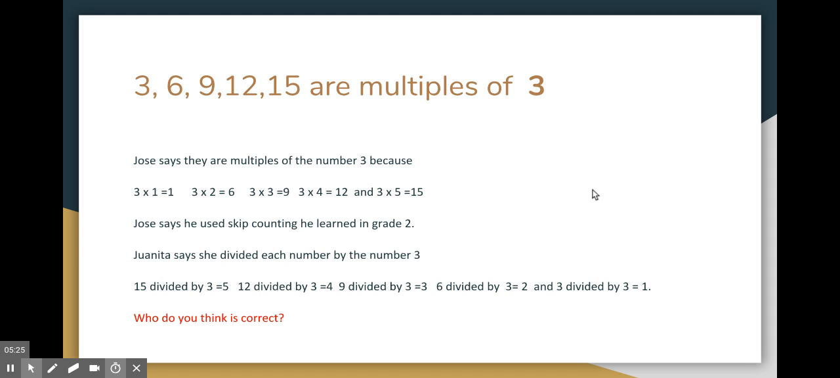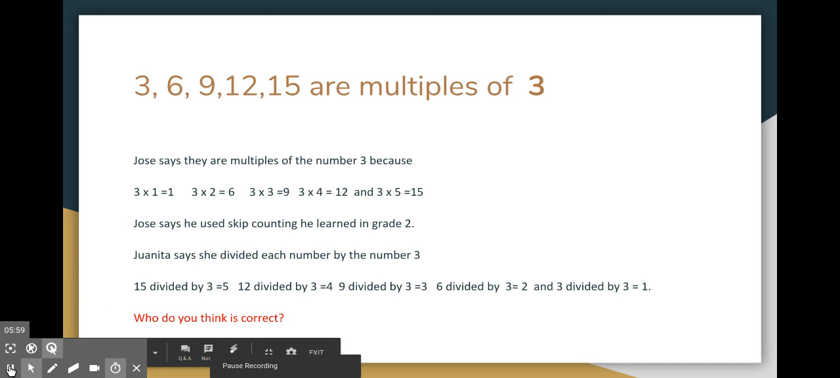On the other hand, Juanita says that she divided each number by the number 3, and because they all came out as whole numbers, that means that they are all multiples of 3. You've got to help me solve this beef that they have. Who do you think is correct and why? Write it down, please, while you pause this video.